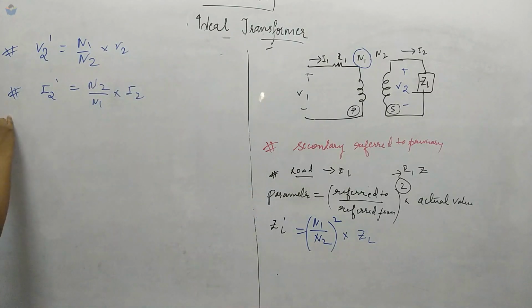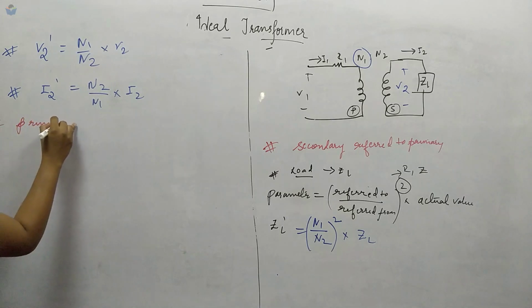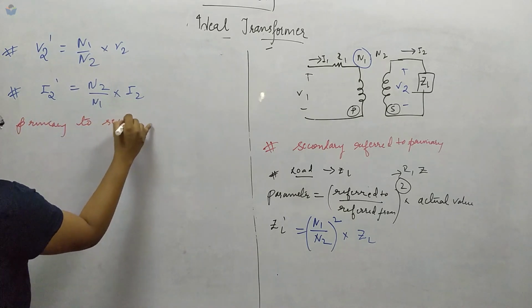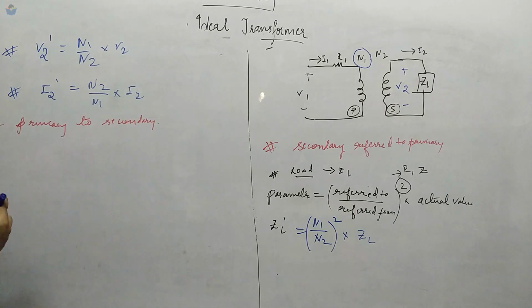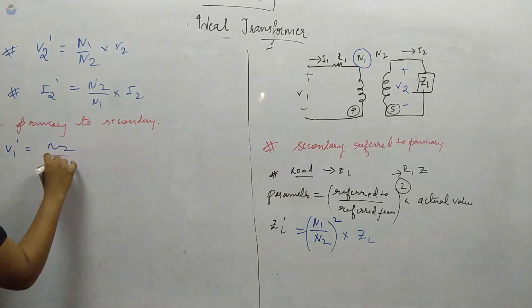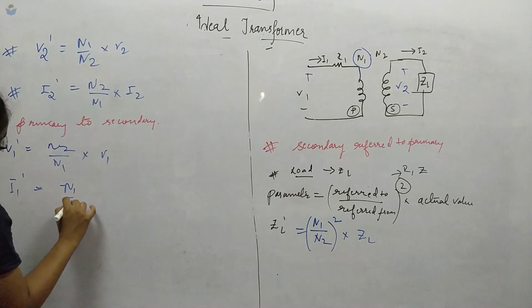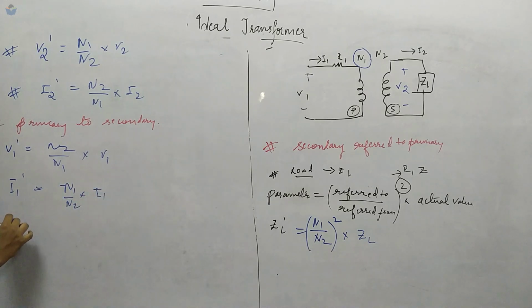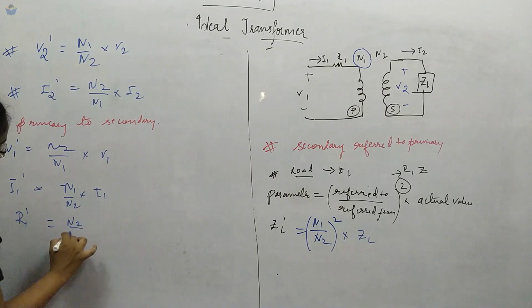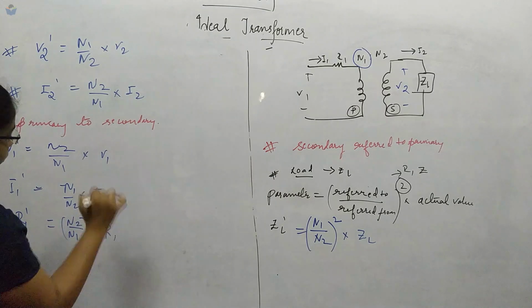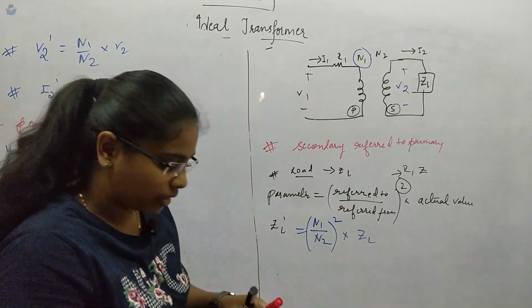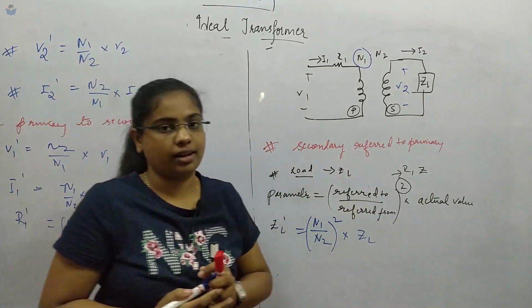Similarly, now we will refer primary to secondary parameters. Okay, so we have V1 dash is equal to N2 by N1 times V1. Similarly, I1 dash is nothing but N1 upon N2 into I1. Then we have the resistor load R1. R1 dash is equal to N2 by N1, now we will have square over here, into R1. So this is about the referring of the parameters from primary to secondary and vice versa.